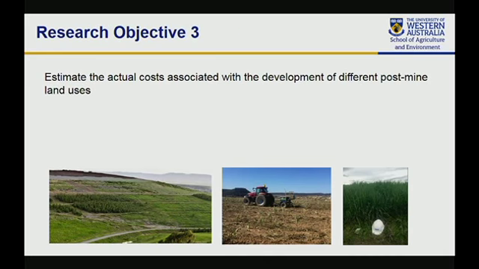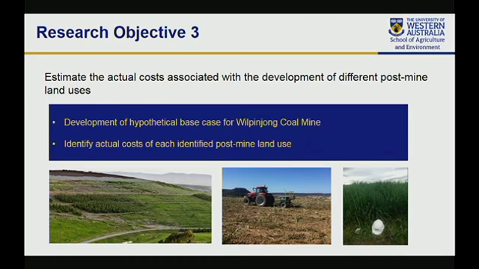Number 3 is estimate the actual costs associated with the development of different post-mine land uses. So in New South Wales, and I think most states actually in Australia, they've got rates calculators that you have to use to work out your bonds anyway. So rather than me go and try and make up data, I'll just use those rates calculators, so then it's fair and transparent in those cost calculations as well. So it's about identifying those different costs for those different post-mine land uses.